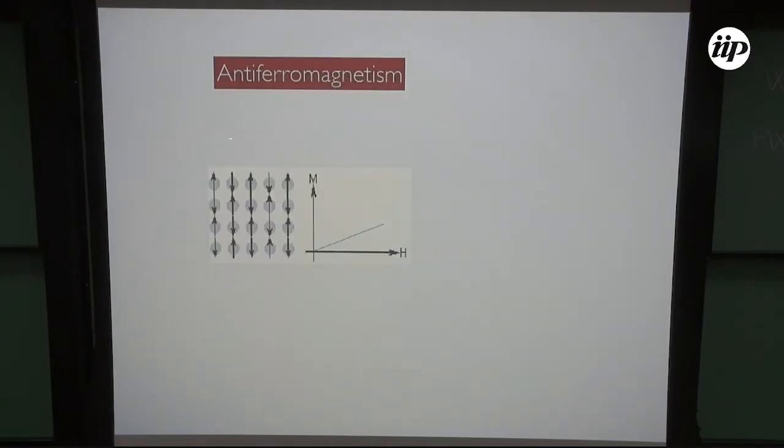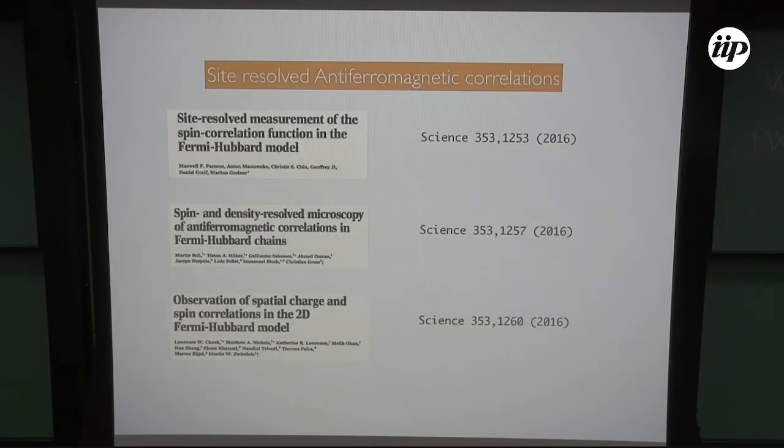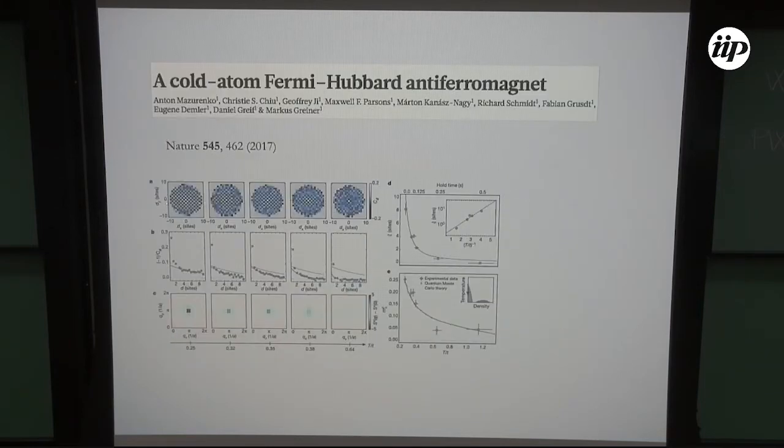And the other thing that the Hubbard model does have is antiferromagnetism, which is, besides having one atom per site, that they are antiferromagnetically arranged. And this has been observed in bulk, not long-range order, but magnetic correlations. And this was done by looking at the magnetic structure factor, both theoretically and experimentally. And here, site-resolved antiferromagnetic correlations have recently appeared. And even long-range order in 2D systems, as from Markus Greiner's group.